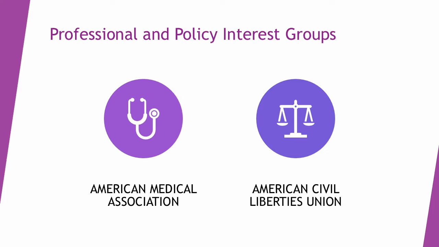The methods of the American Medical Association include lobbying Congress, publishing expert research, and engaging with government agencies. The power of the American Medical Association comes from its professional expertise, credibility, and access to policymakers.